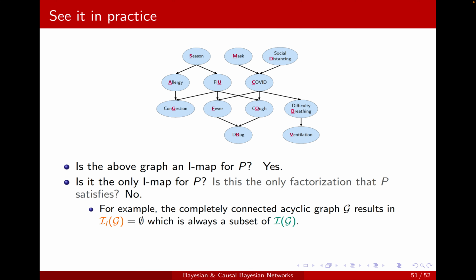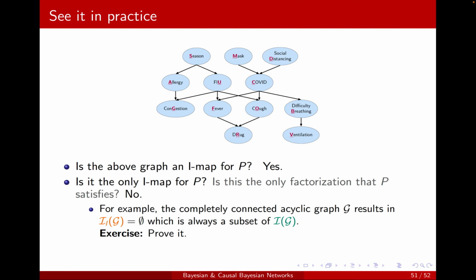And the answer is no. One obvious solution is the completely connected acyclic graph. We saw that for the 4-node case, it gives I_G equal to the empty set. It doesn't impose any conditional independence. And this is, of course, always a subset of any I_P. Okay, so if I just add all the links here, that will be one.